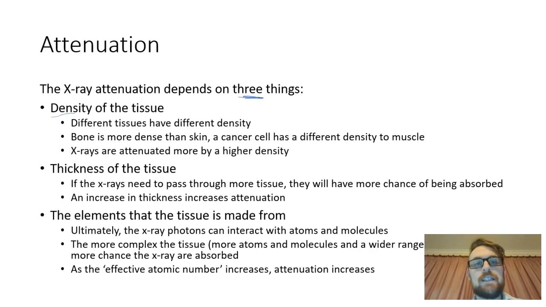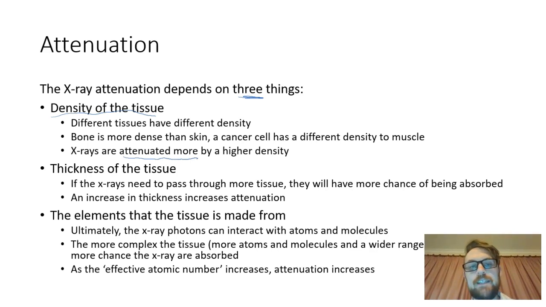The first one is the density of the tissue. So different tissues have different density. Bone is really dense, it's really packed together, but skin or soft tissue like muscle is less packed together. So our bones stop a lot of X-rays, and that's why X-rays are really good for looking at bones, because we see that on the picture really well. X-rays are attenuated more by a higher density like bone.